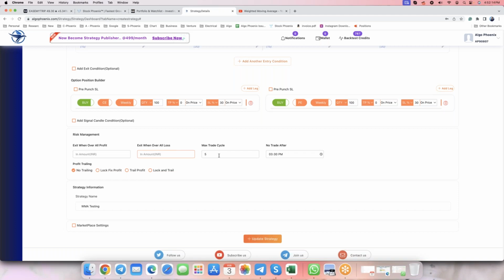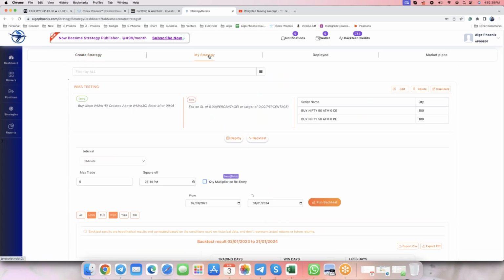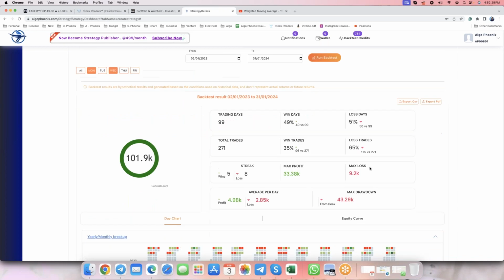Instead of a 5 trade cycle, I can go for 6. I may get better profits. I can exit the profit when it goes to 3,000 rupees. So you can try all those combinations and permutations, and come to a conclusion that yes, this is the best strategy which I've designed using WMA, and I can deploy it.